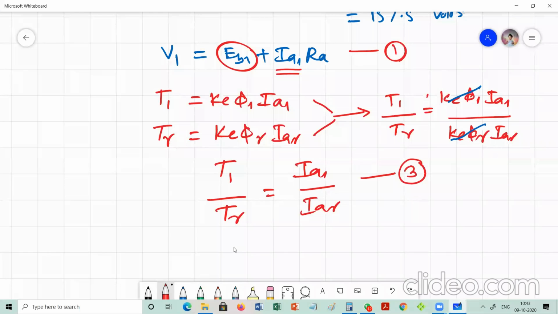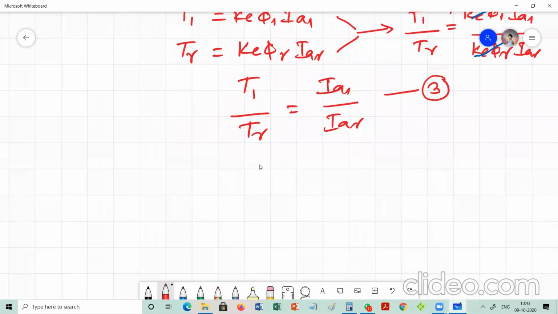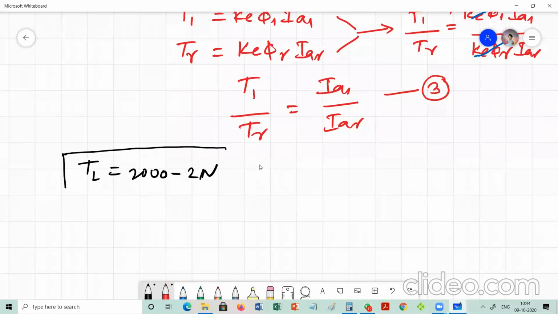So we know the value of IAR, but T1 and TR are unknown. Okay, we have to calculate those first. They have given an equation. Whether we can use that equation or not, we don't know. TL is equal to 2000 minus 2n. This equation they have given; we can use this equation to calculate torque.